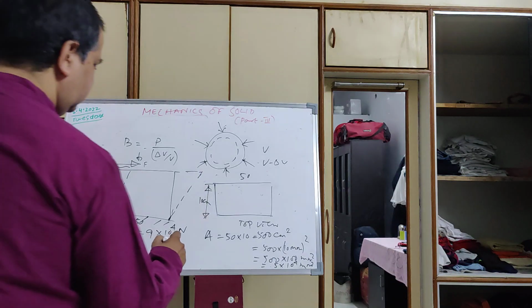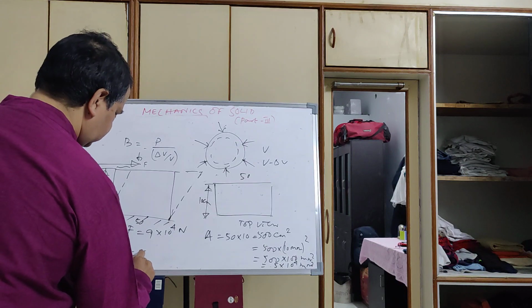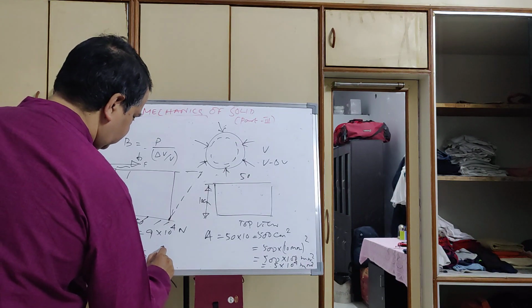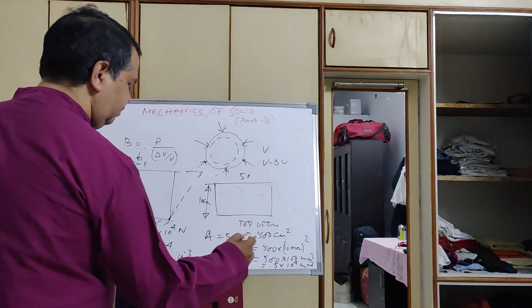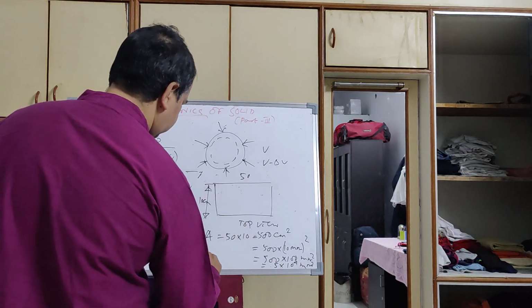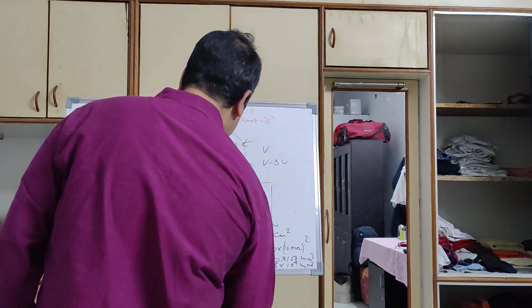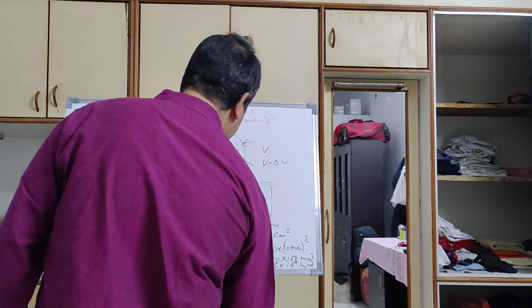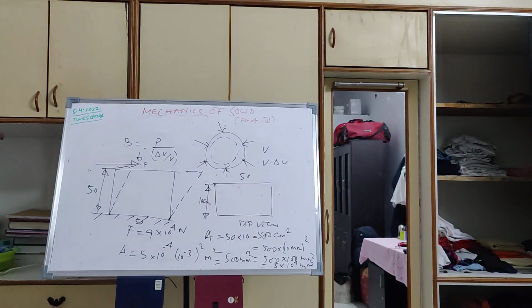So this mm square we can also convert into meter square. So area is equal to 5 into 10 to the 4 mm square. Then mm we can write as 10 to the minus 3 meter, whole square, meter square. So this becomes 5 into 10 to the minus 2 meter square. So this is the area, and we know the force.